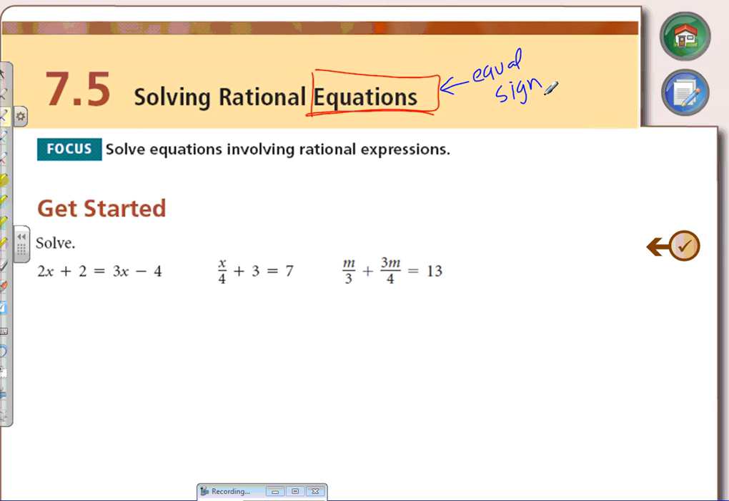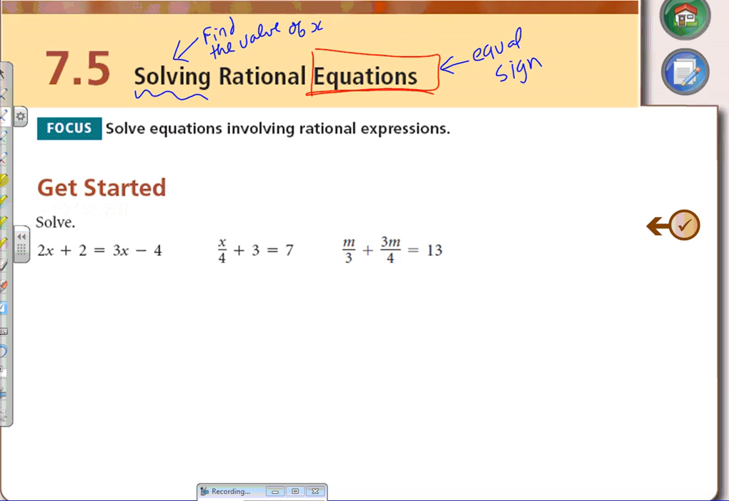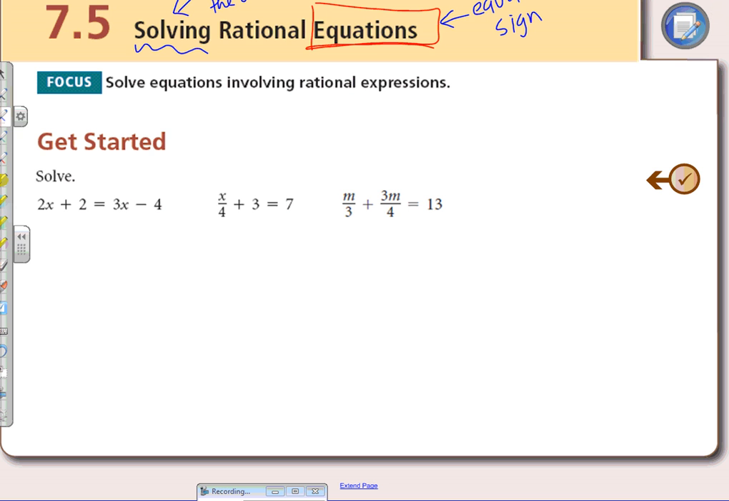We're also being asked to solve, which is different than what we did in the first part. The first part was simplify, and we got down to the end and we still had an x in the answer. Solve means now find the value of x, or whatever variable you have. We're looking for what is the value. So just like regular solving, get what x equals.